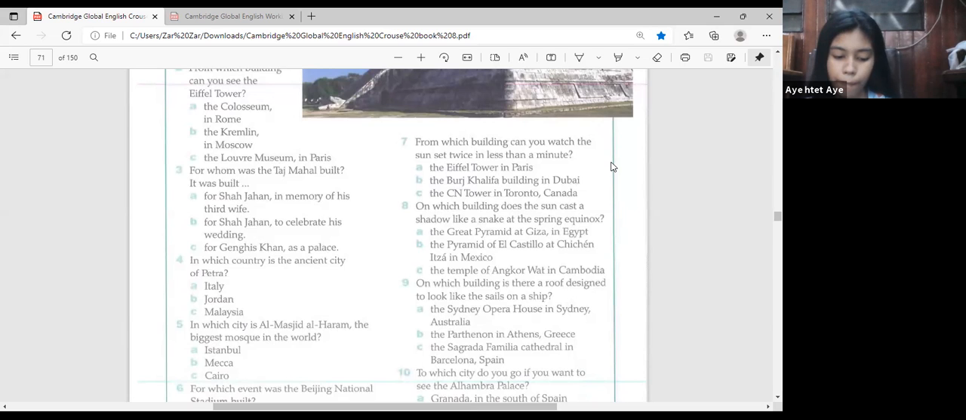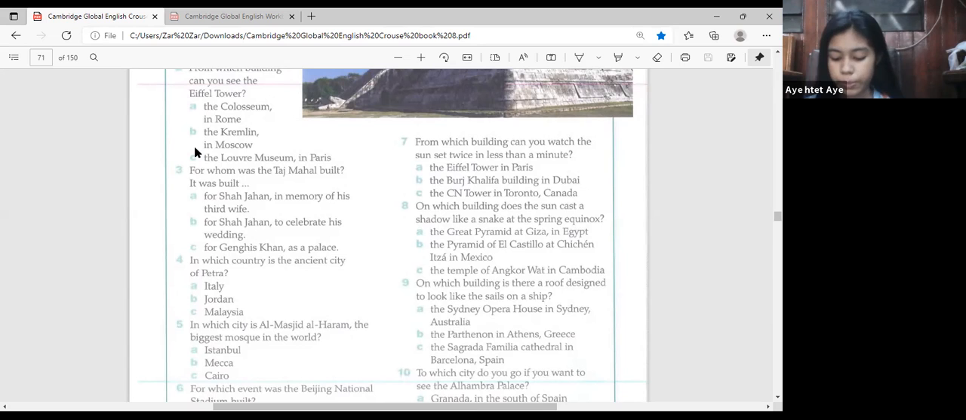8. On which building does the sun cast a shadow like a snake at the spring equinox? The sun casts a shadow in the shape of a snake at the Pyramid of El Castillo during the spring equinox in Chichen Itza in Mexico. There is a stone snake's head at the bottom of the pyramid, and the shadow looks like the snake's body. Thousands of people go there every year in spring to see this happen.